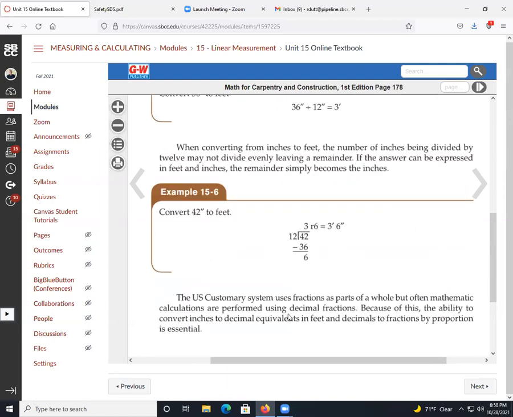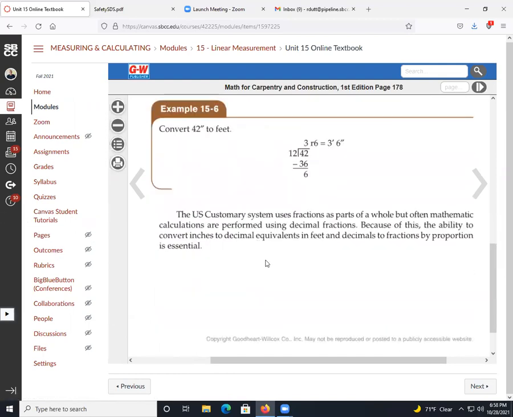The U.S. customary system uses fractions as part of a whole, but often mathematical calculations are performed using decimal fractions, and we're going to see how that works. Because of this, the ability to convert inches to decimal equivalents and feet and decimals to fractions by proportion is essential. So I'll reread that slower. Because of this, the ability to convert inches to decimal equivalents in feet. So what's the decimal equivalent of 3 inches in feet?